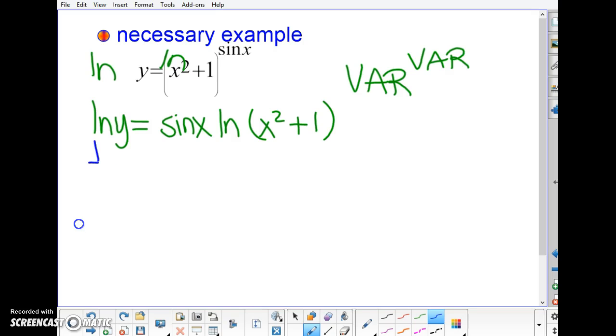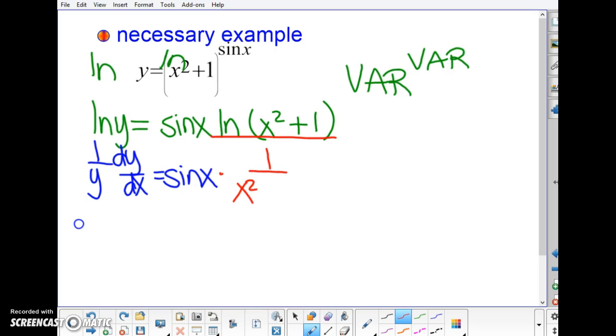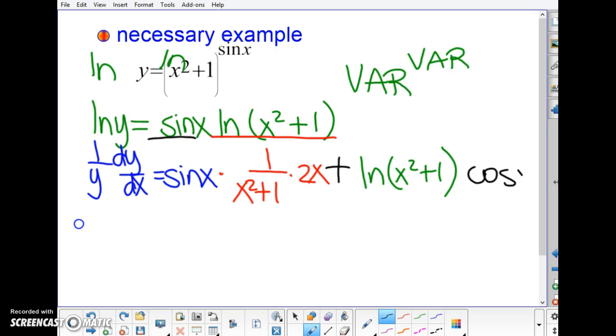Now I'm going to take the derivative of the left side, 1 over y dy dx. And the right side, I am stuck with a product. So let me write sine, and then I'm going to write the natural log's derivative in red here, 1 over u du. And then I'm going to have the natural log, get that in green, and then we'll put the derivative of sine in black, which is cosine.